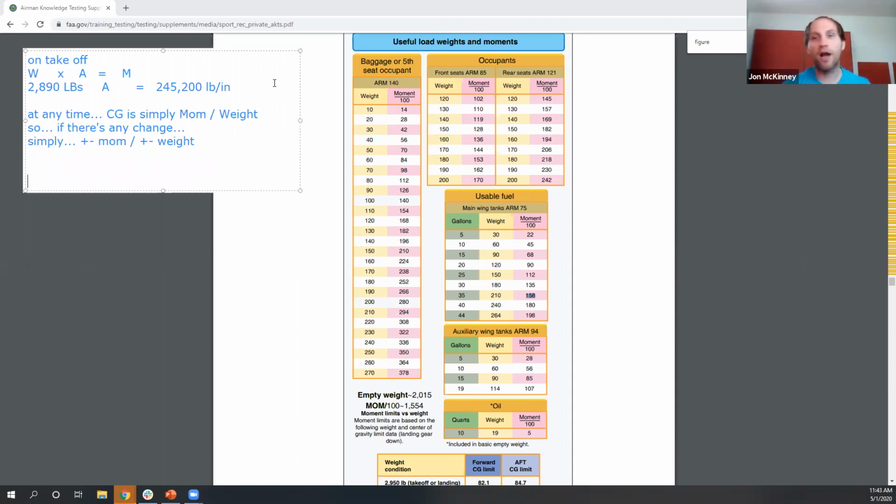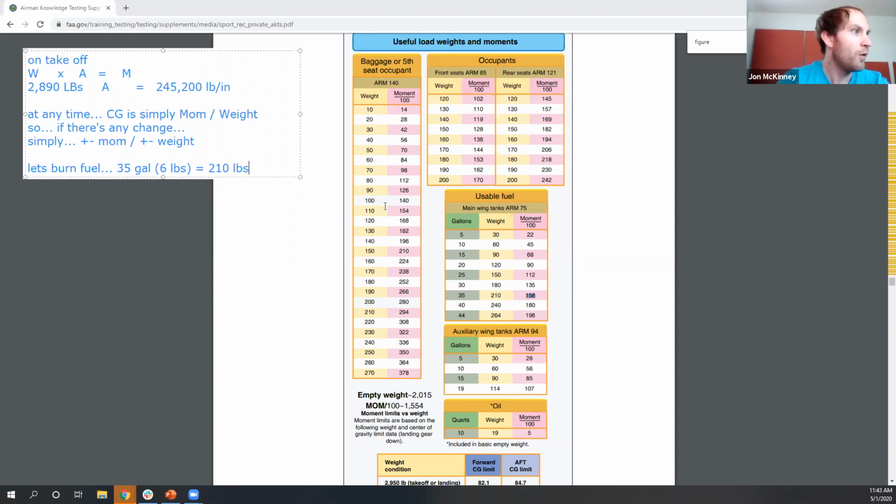So we know that there's going to be a change. We're going to burn some fuel. Okay, cool, awesome, so let's burn fuel. We're going to burn 35 gallons, which weighs 6 pounds a gallon. So we're going to burn, and they already did the math for us, 210 pounds.